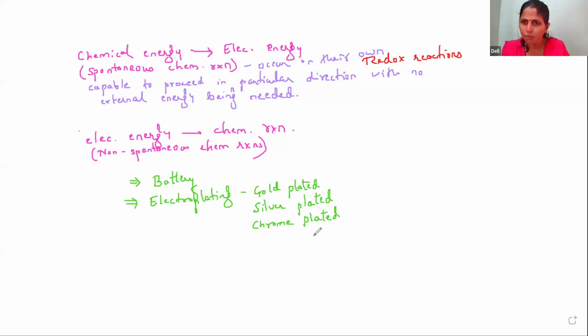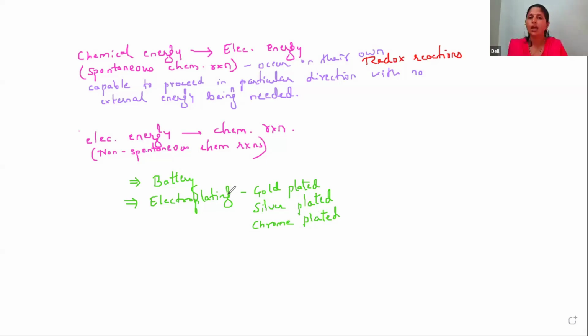So what is done in all these cases is that a layer of one metal is plated on another metal using what? Using electricity actually. That is called electroplating. This is also an important application of our electrochemistry. That's the reason we are going to talk about electrochemistry in detail.